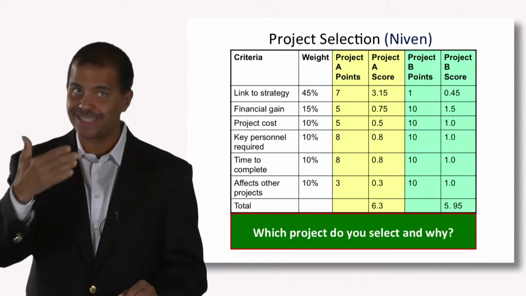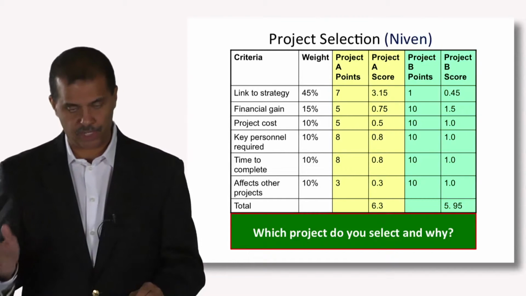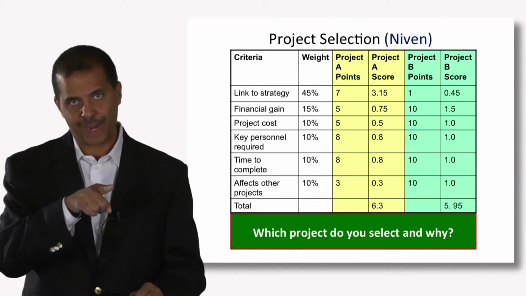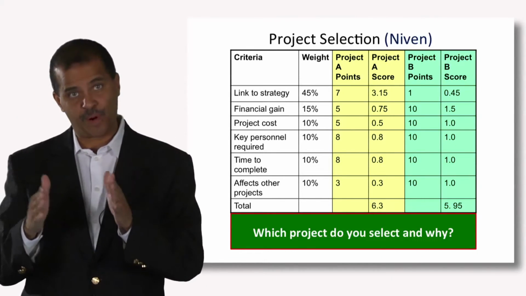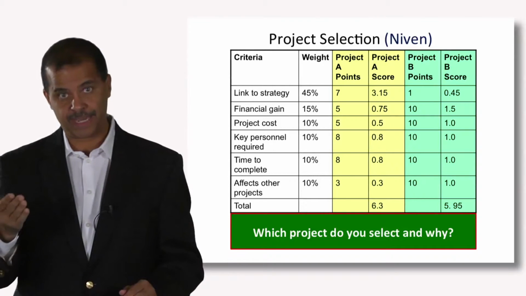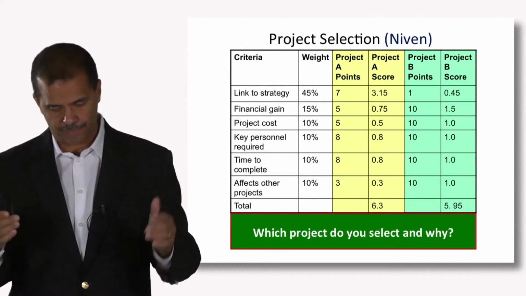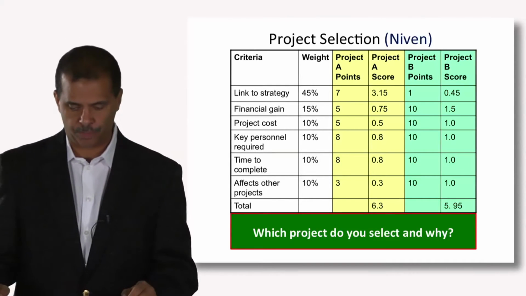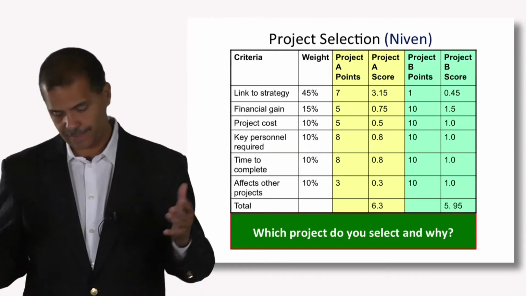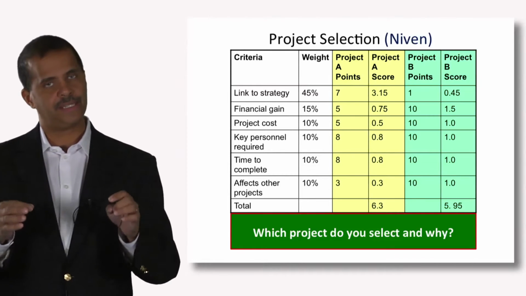Then what you do is you assign points based upon evaluating the particular project. So we have project A, we have project B. Then you multiply the points that you've assigned by the weighting. So if you have 0.45, that's 45%, times 7 gives you 3.15. Or if you take project B in green, you have 1 times that 0.45, you get 0.45. Then you drop down to the bottom where it says total. Again, from a purely numerical point of view, the one in yellow is 6.3, the one in green is 5.95. So you would select 6.3 if you only consider the quantitative factors.